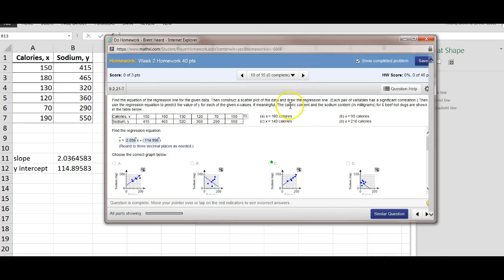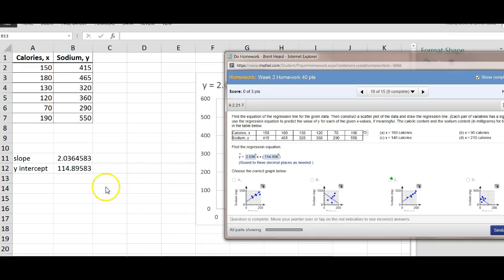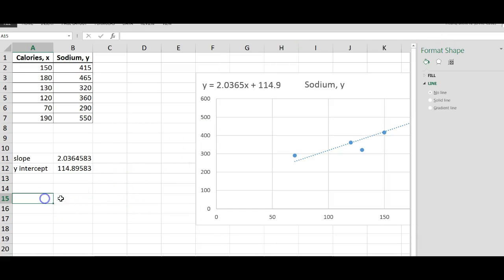Now, 114.89, yep, nailed that. 2.036, yep, nailed that. So actually, I can get even more accuracy by using the slope and y-intercept functions within Excel. All right, so I'm going to set up my little calculator down here.